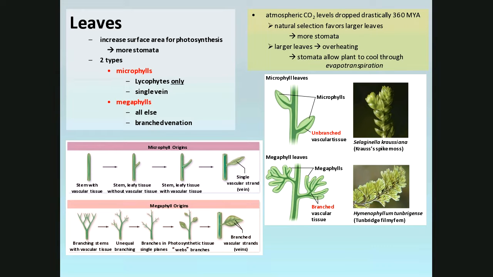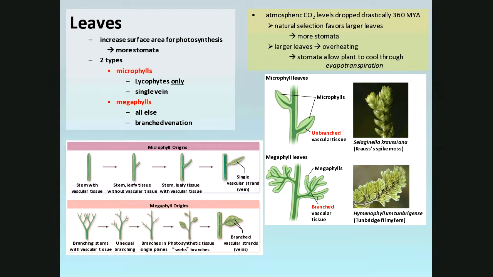Now, I'm going to come back to the two types of leaves in a second, but look at the green box over on the right-hand side. About 360 million years ago, the atmospheric carbon dioxide levels began to drop drastically on Earth for reasons that don't have to do necessarily with the plants, but the atmospheric CO2 levels begin to drop. So what natural selection would have favored would have been larger leaves, because larger leaves have more stomata.